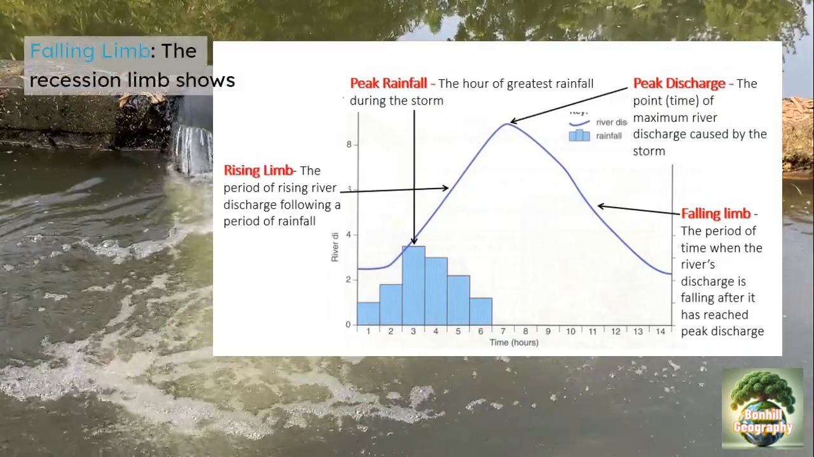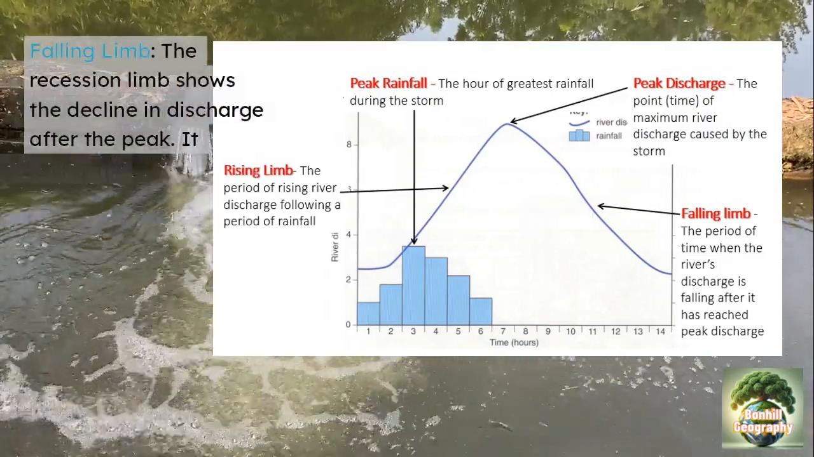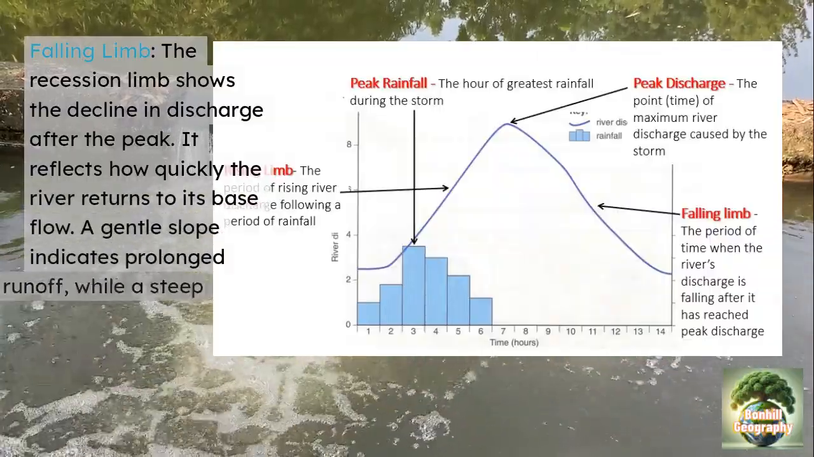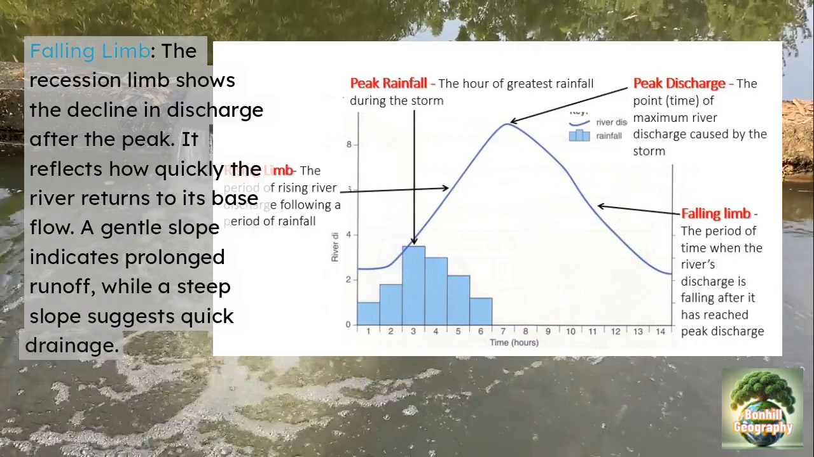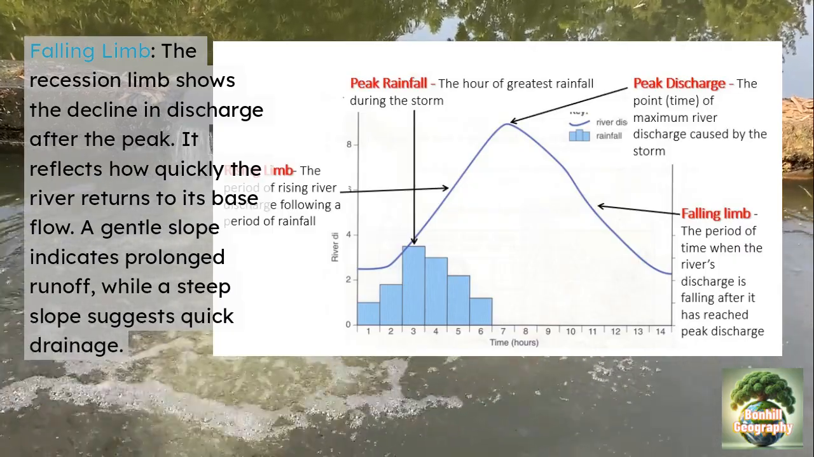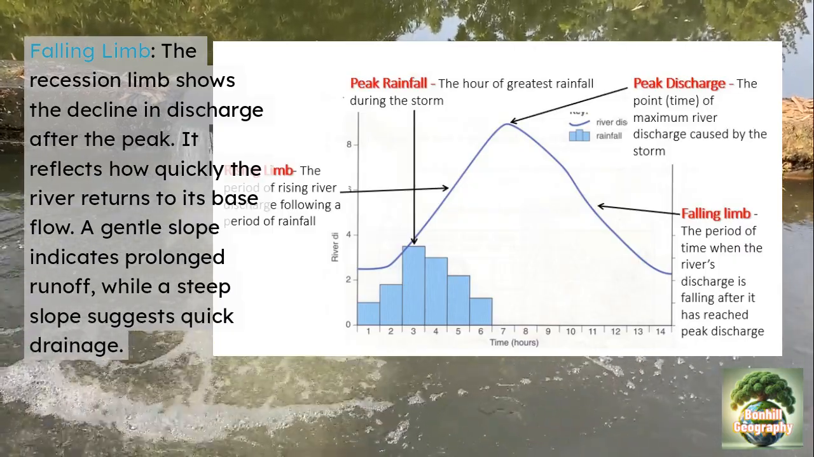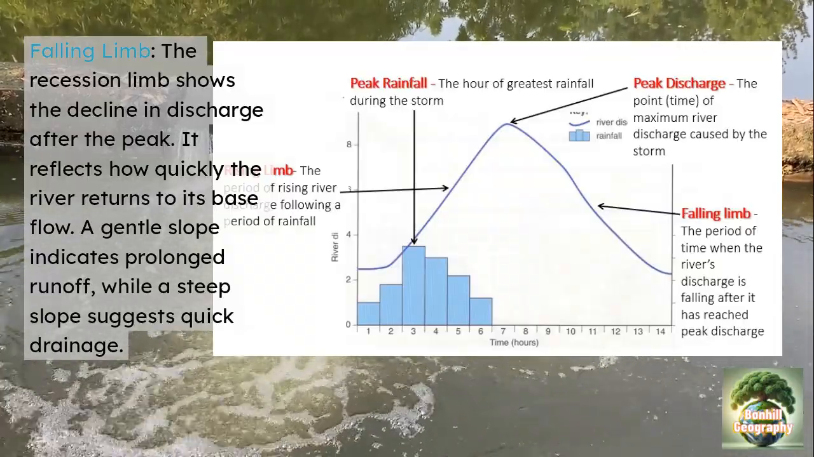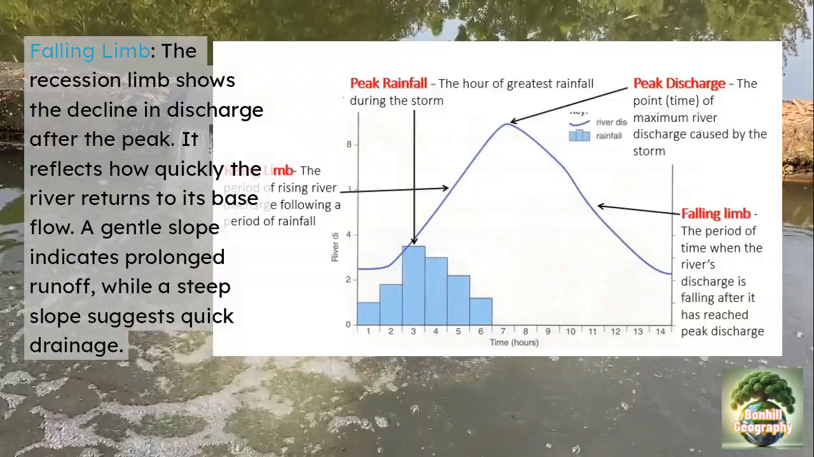Next, we have the falling limb, otherwise known sometimes as the recession limb. You've got to be careful with AQA language. So the falling limb or recession limb shows the decline in discharge after the peak. It reflects how quickly the river returns to its base flow or normal flow. A gentle slope indicates prolonged runoff, while a steep slope suggests quick drainage.